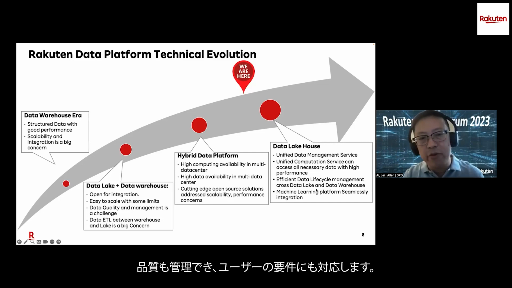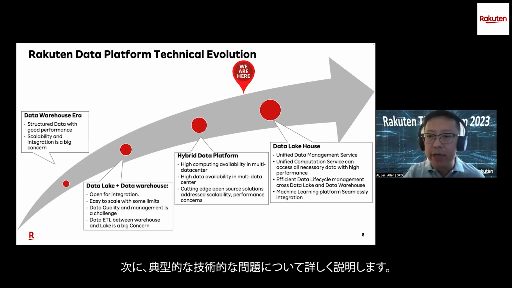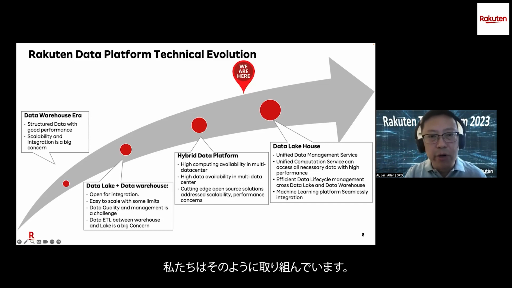And now we are working on the data lakehouse type. The purpose is to make sure we have the openness of the data lake, so that you can easily integrate different applications and integrate with all these machine learning and AI technologies, but also keep it manageable. So the data quality is under control, the performance can meet the user requirements, and data governance can meet the requirements in a central place. Yeah, that's the work we are currently doing.